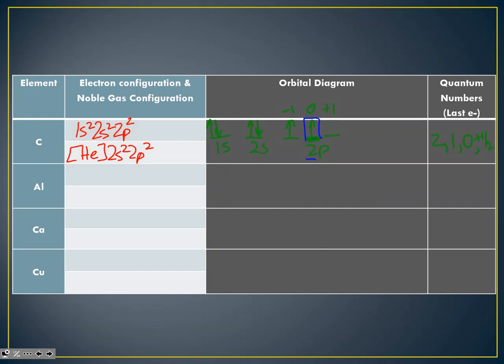Let's look at aluminum. What's the configuration for aluminum? 1s2, 2s2. Good. You keep going until you get to aluminum and you land on 3p1. What is the noble gas configuration? Neon 3s2, because neon is the noble gas above 3p1.